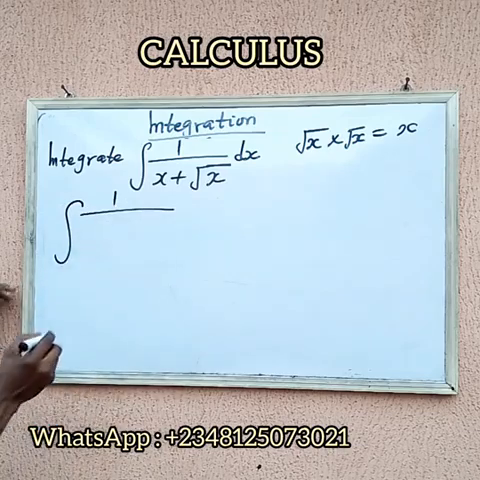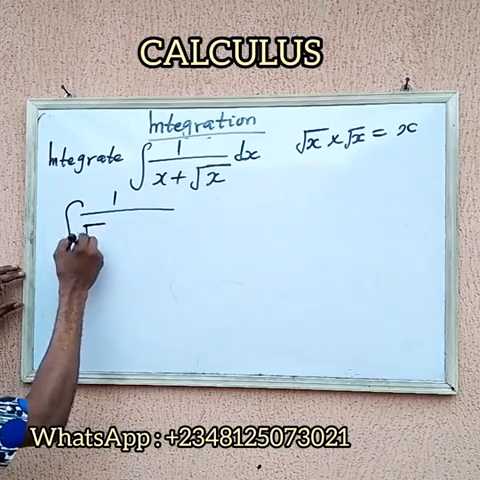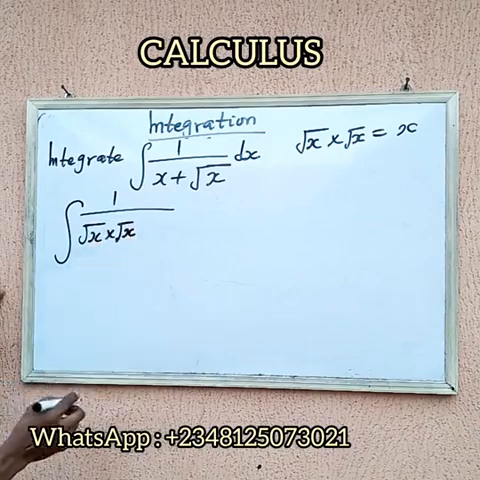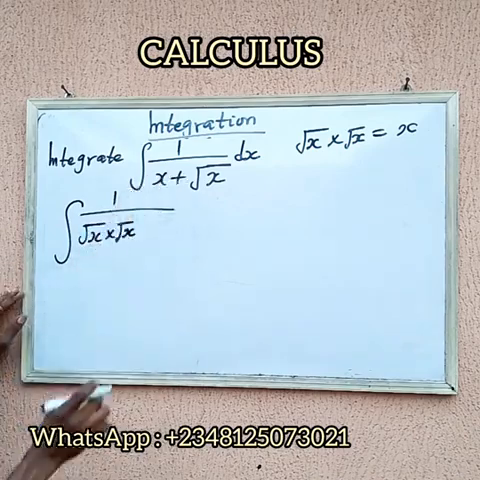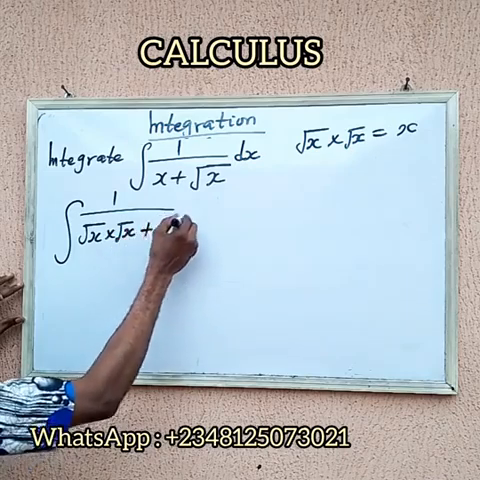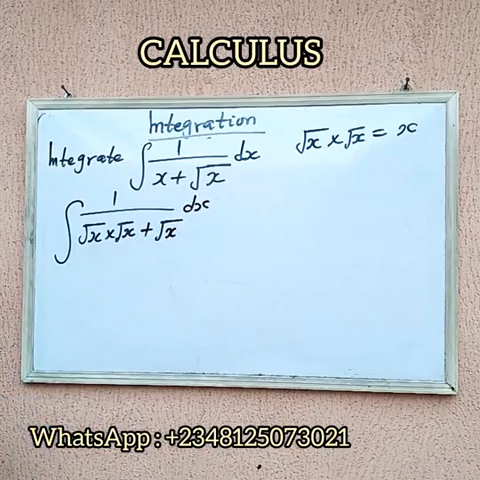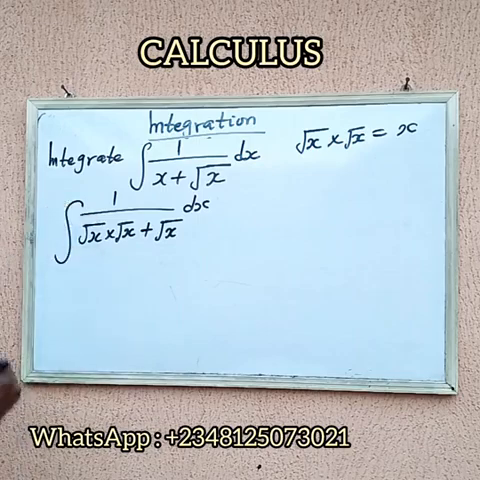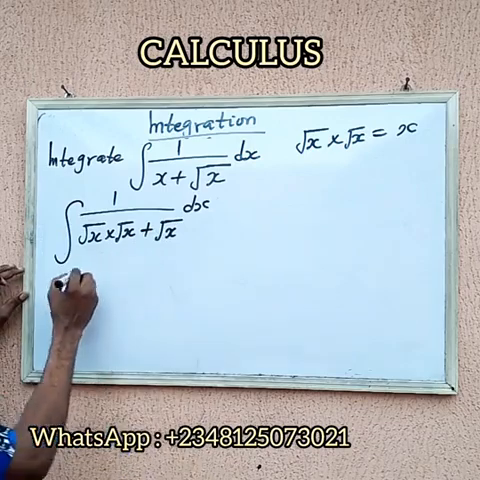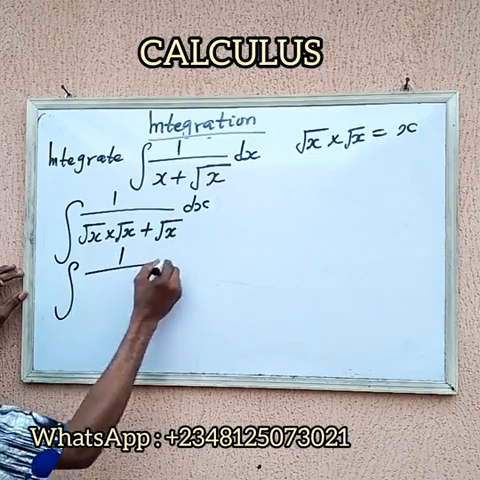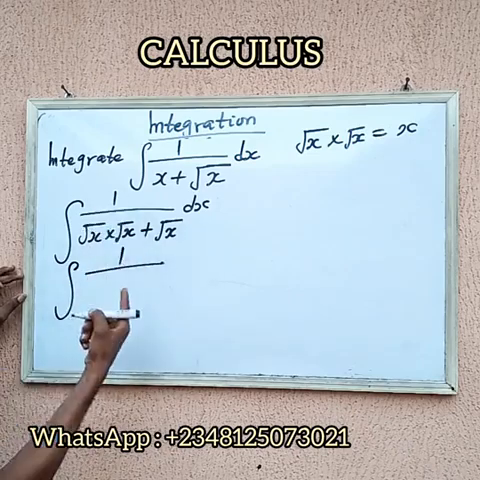We are going to factor out. If I say root x times root x, you see the result of this root x here, then plus root x, then the dx here. Are you seeing that now? Good. Now, at this point, let us factor out what is common. Factor out root x here. So if I factor out root x here, I'm going to have the integral, then 1 all over, or you can simply put the dx there, no problem.